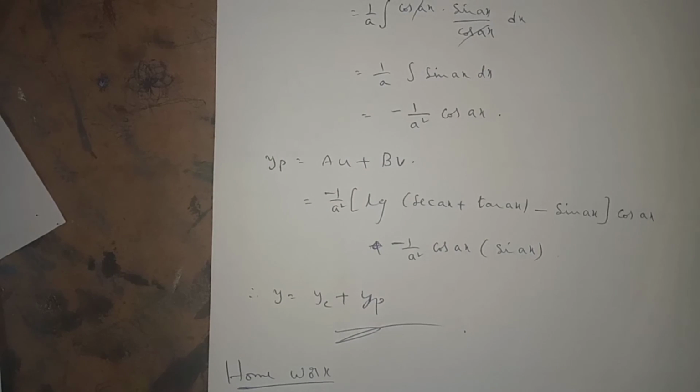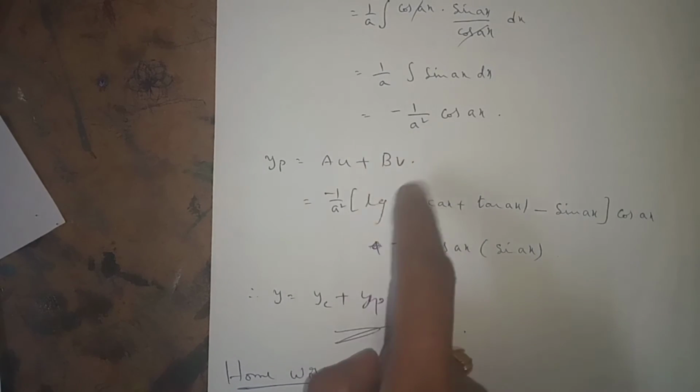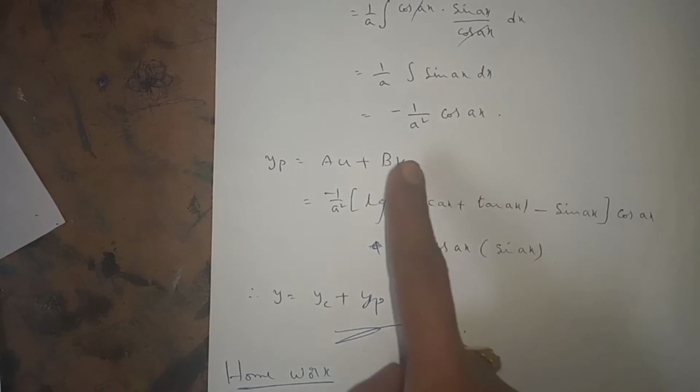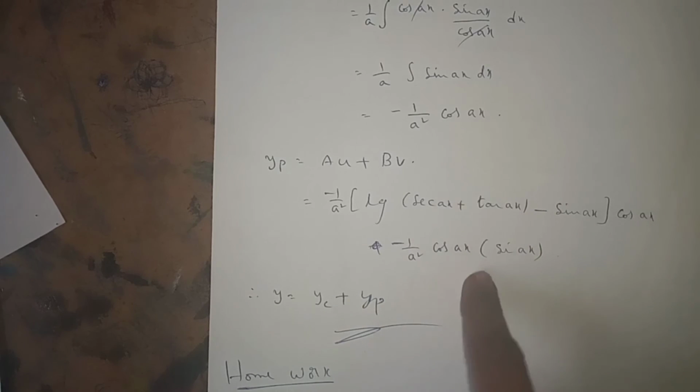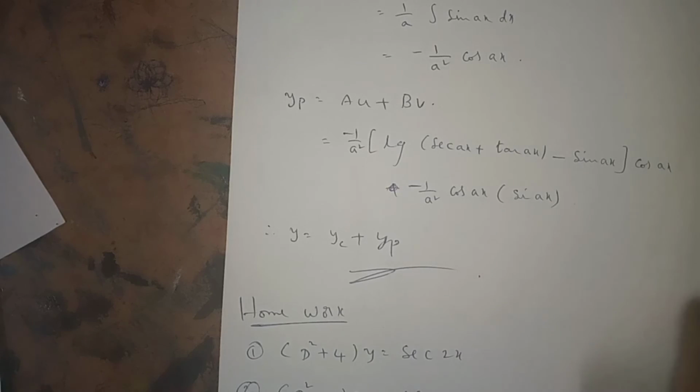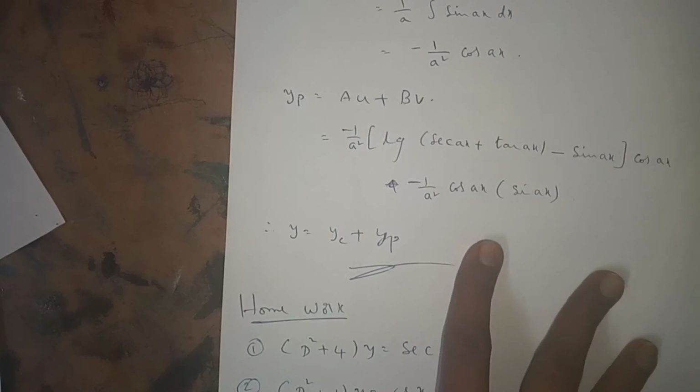Now YP is equal to AU plus BV, where YP means the particular integral. YP is equal to A into U, where U is cos ax, plus B into V, where V is sin ax. Multiply it out. Therefore Y is equal to YC plus YP. If you write the YC value plus the YP value, you will get full marks.